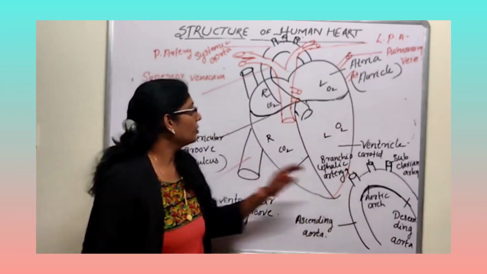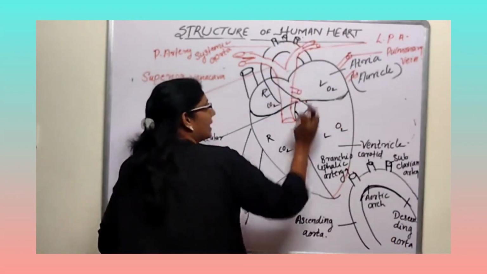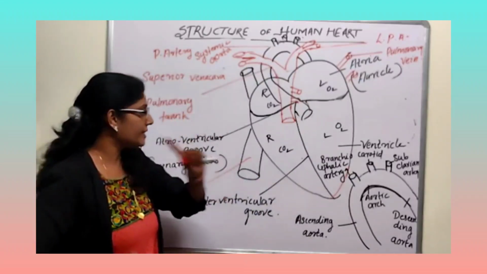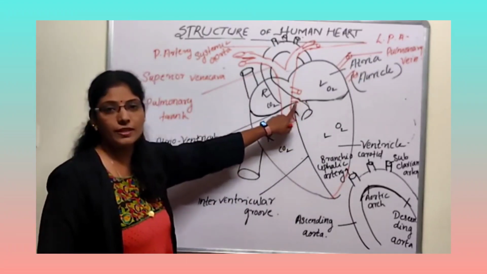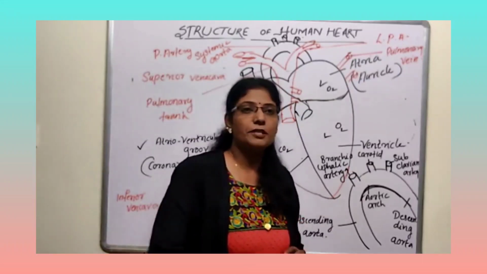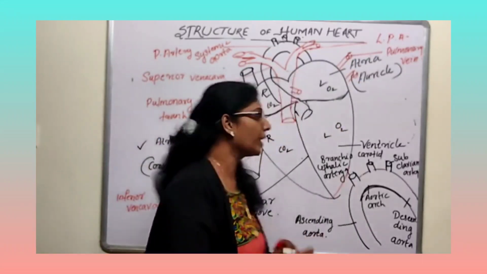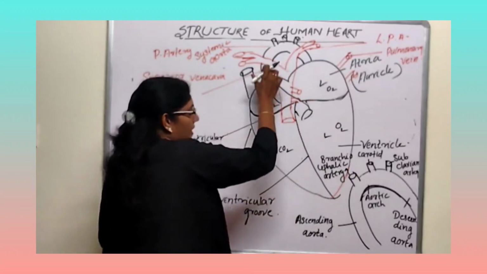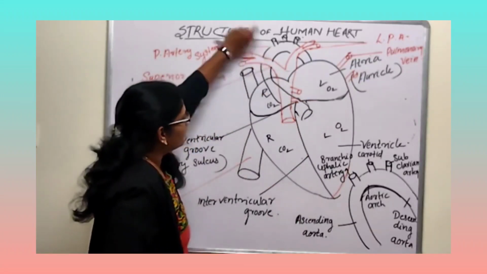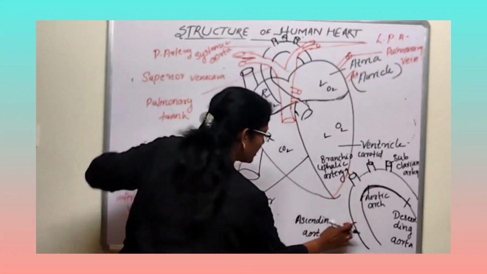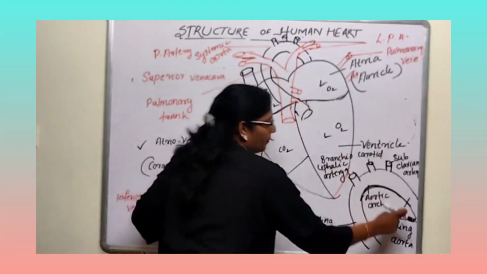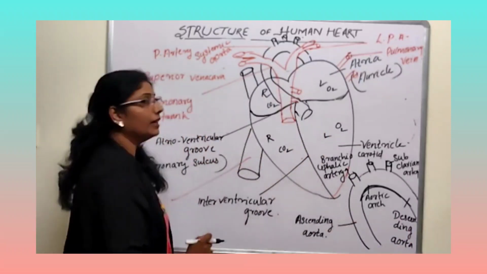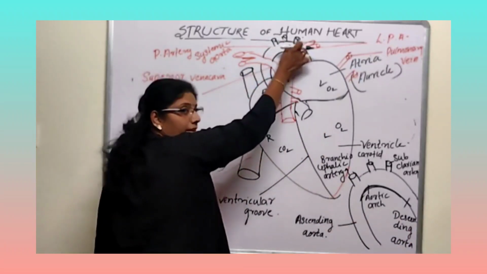So understood about the systemic aorta, which will start from the left ventricle. Once again I am telling, systemic aorta, it starts from the left ventricle. It will carry the oxygenated blood to the entire body. This aorta consists of the upper region which is going up, that is called ascending aorta. Then the down portion is called descending aorta, and it consists of 3 arteries.